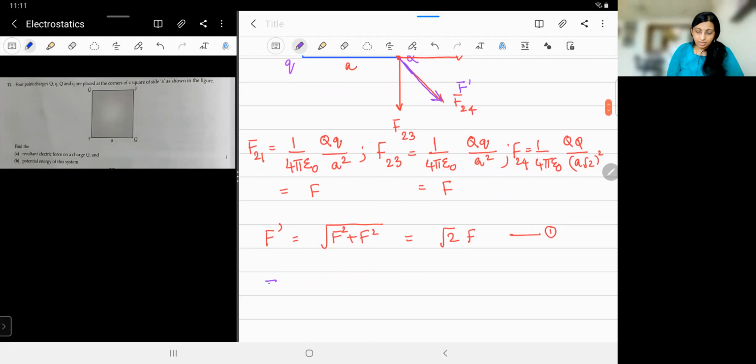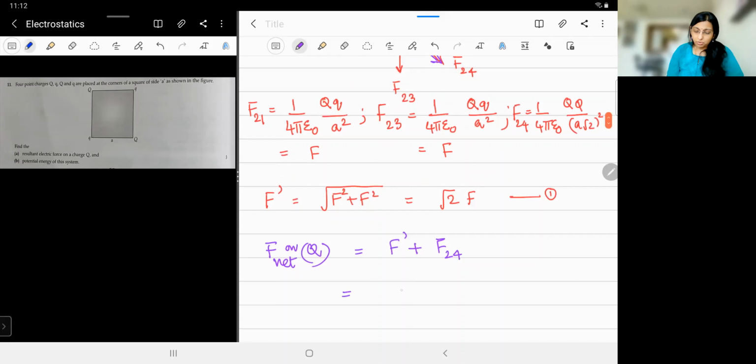So the next step is just to add them, very easy. To find the net force, F net on Q, that will be equal to F dash plus F24. You just need to add them. This is equal to root 2 F plus the value of F24, which is 1 by 4 pi epsilon naught Q divided by A root 2 square, which will become 2 A square.